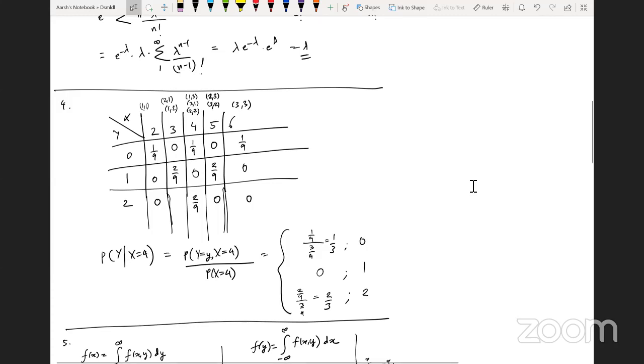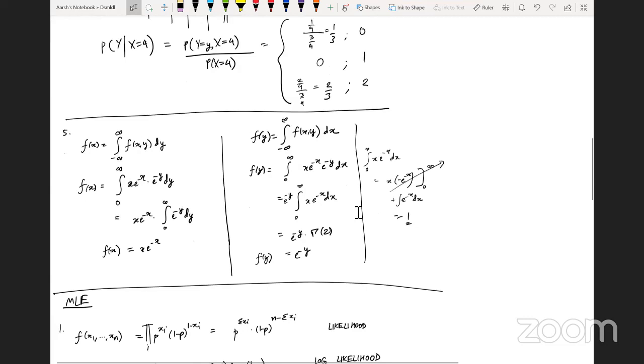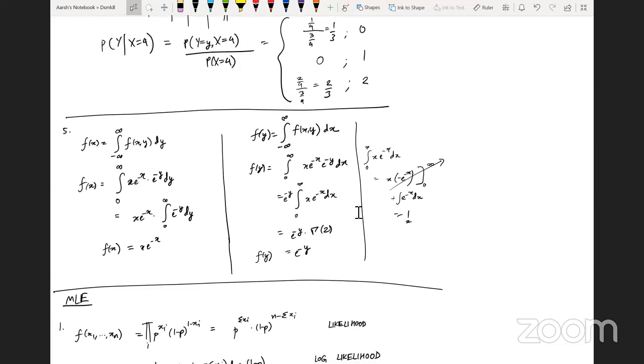Are there any other questions? Okay, so we'll move on to the fifth question. Here we are given the joint distribution of two continuous random variables x and y, and we want to find the marginal densities, and we also want to see whether they're independent or not.